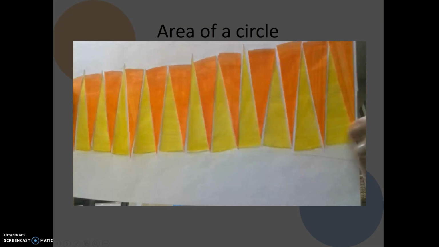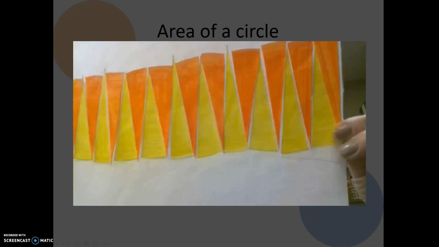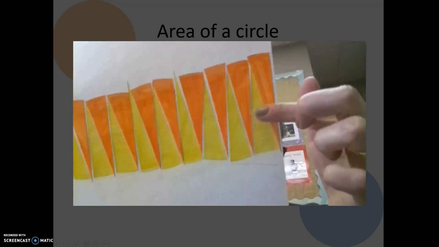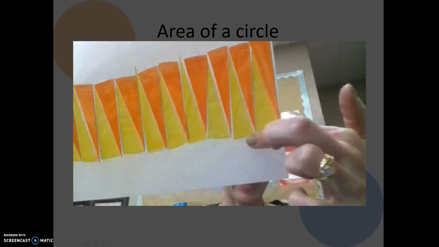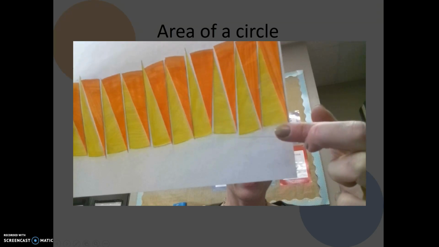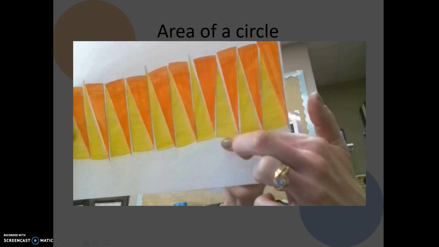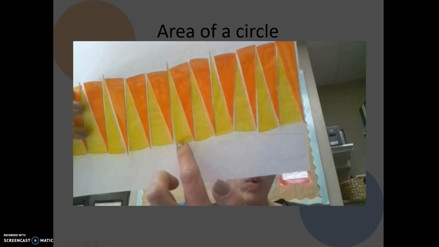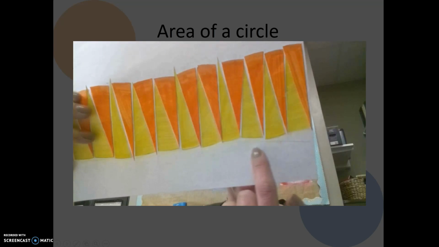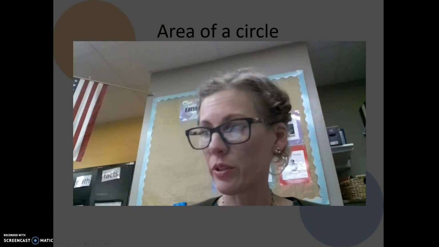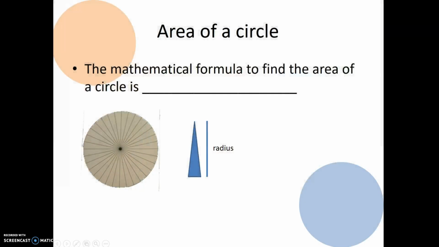Now I want you to remember the formula for finding the area of a rectangle is length times width, right? So we have a width right here and we have a length right here. Well, check it out, you guys. My width is a radius, right? And my length would be really the circumference of half the circle, because I can see that I just have the length of one half of my circle here. I've got all the yellows on one side. So we could figure out that the length of that circle is the same as the circumference of half of it.